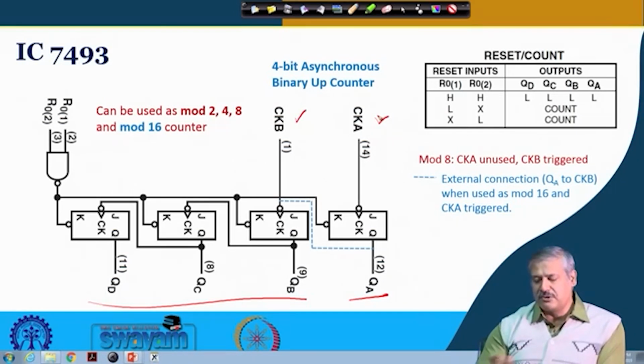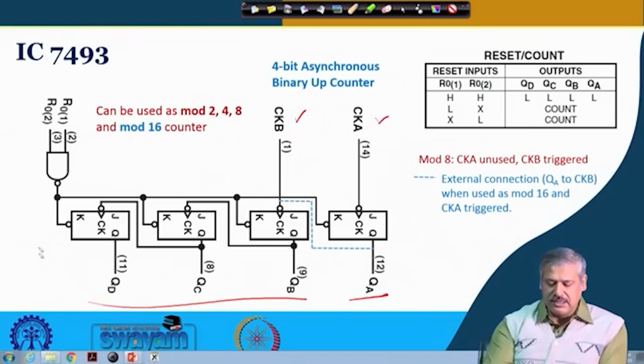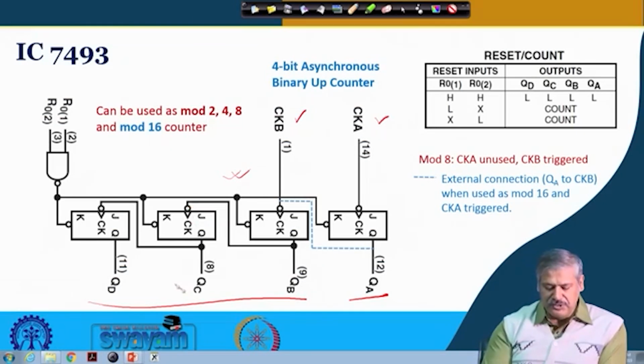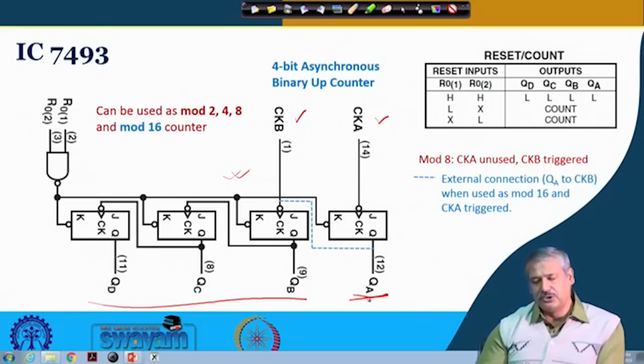If you do not bother about clock A, and you just feed the outside clock to clock B, then what will happen? This circuit will behave like a mod 8 up counter. You can see QB is going to the flip flop, QC is going to the flip flop. It is not the complemented output, it is the uncomplemented output that is going, so it will behave like an up counter. So, this part is a mod 8 up counter and this part is a mod 2 counter.